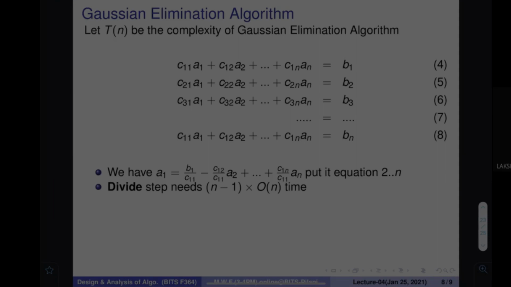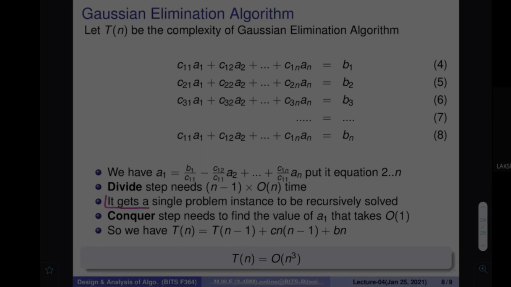So what I wanted to tell is that a1 is equal to this expression. I have put all these expressions in and reduced this thing. So the divide step needs n minus 1 computations, because these are the n minus 1 expressions. Everywhere order of n time computation is needed, so you spend order of n square time, and by this you reduce the size. You get a single problem with one less variable.